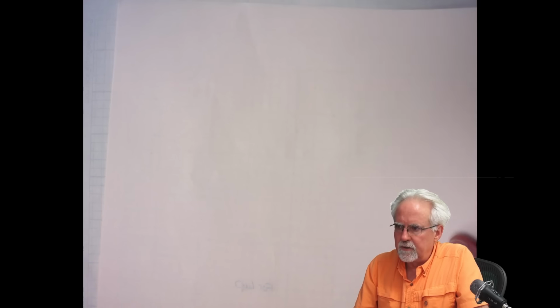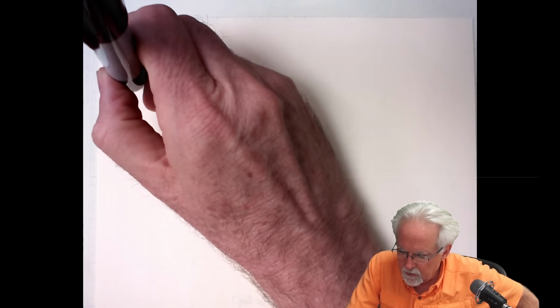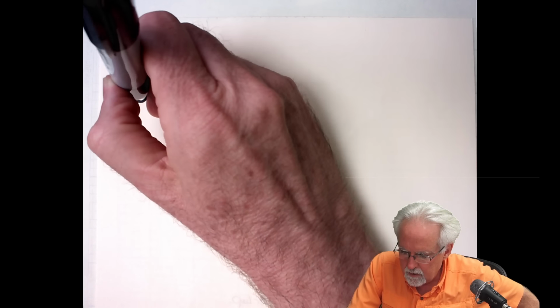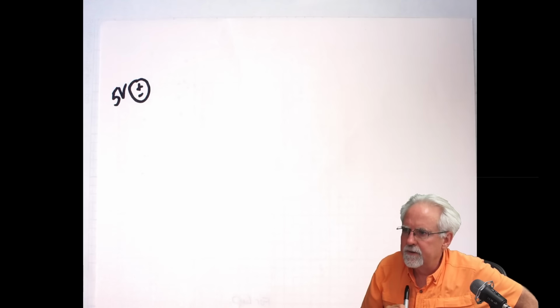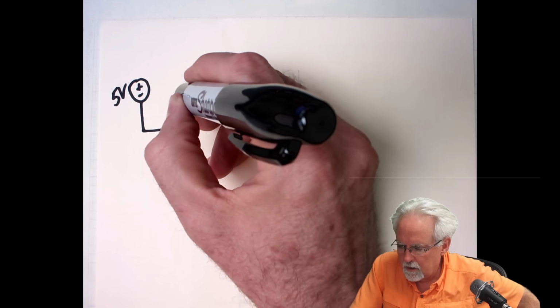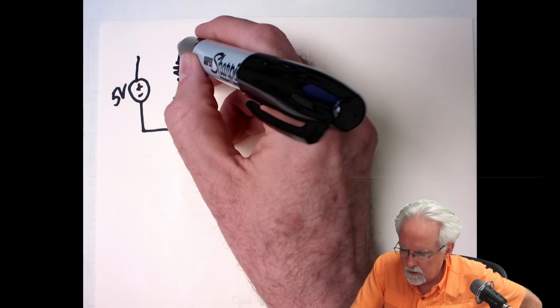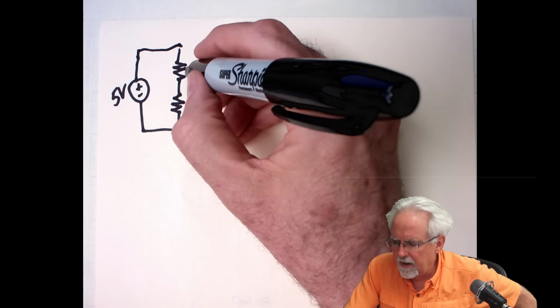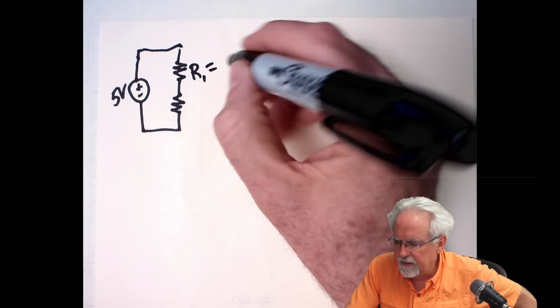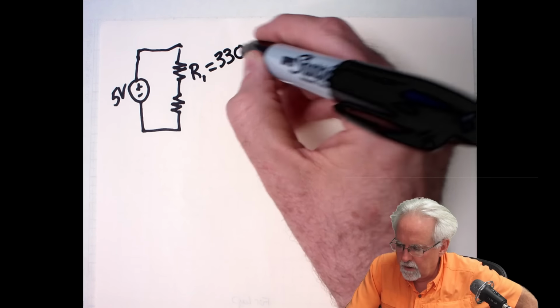So let's do a slightly more complicated problem. In this case, I am going to have 5 volts, and then it is going to go across 2 resistors. Okay, and so I'm going to have R1 is equal to 330 ohms, and R2 is equal to 100 ohms.